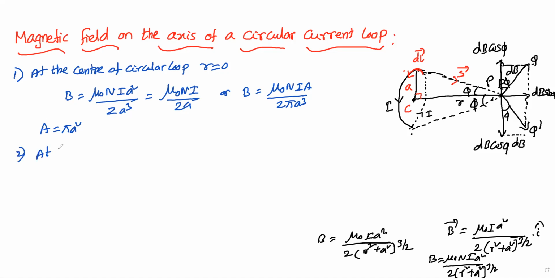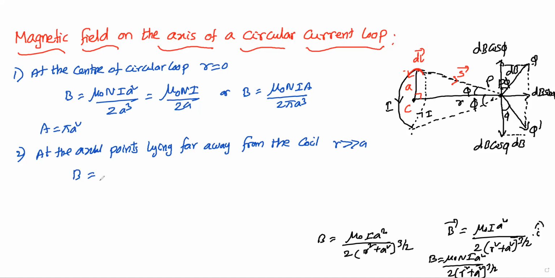Second point, at the axial points lying far away from the coil. So R is much greater than A. In this case, B is equal to mu naught N i A square by 2R cube. That is equal to mu naught N i a by 2 pi R cube. As the field is directed along the axis of the loop, it falls off as the cube of the distance from the current loop, that is R cube over here.